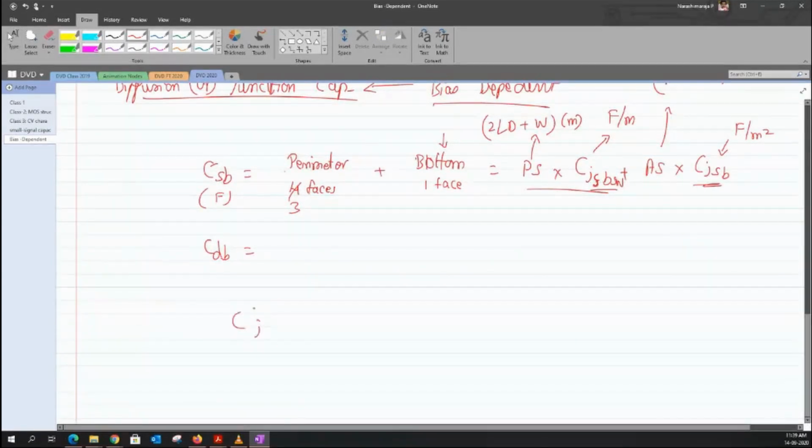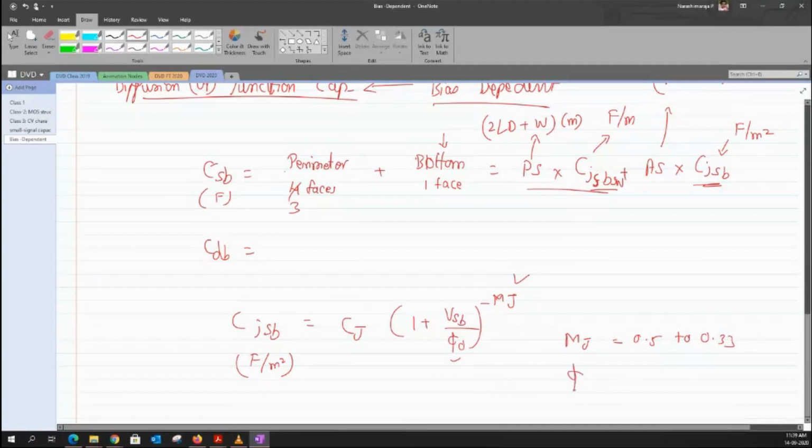Since it is basically a capacitance that is created because of the PN junction, we have the CJSB, which is nothing but the capacitance per meter square. It can be written as Cj times 1 plus VSB divided by phi naught raised to the power of mj. Values of these quantities depend on the manufacturing process. And in general, the quantity mj typically has a value within the range of 0.5 to 0.33. And this phi naught that I have here is nothing but the built-in potential of your PN junction.